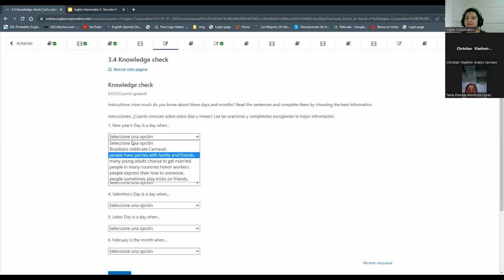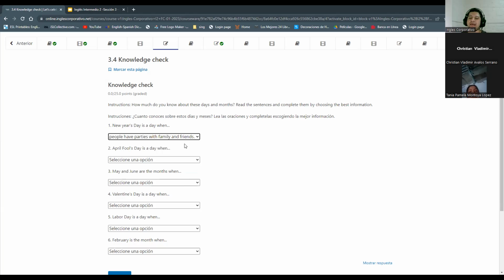And probably it's this one, right? People have parties with family and friends. So the relative clause starts with when, right? Empieza con when, la relative clause. Y eso es lo que estábamos viendo ayer, porque nos dice el tiempo, cuándo, por eso es relative clause of time. Y así vamos a ir haciendo con todas estas opciones.